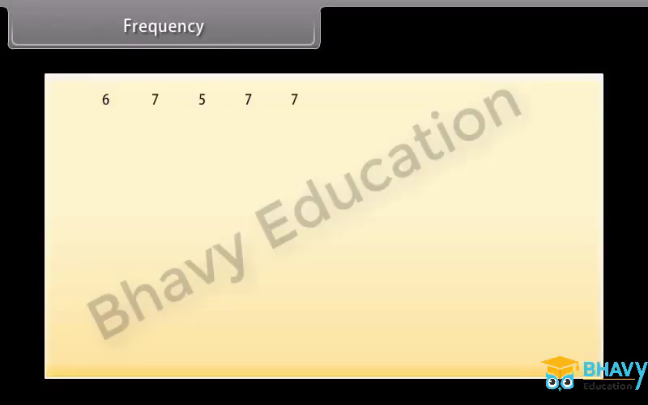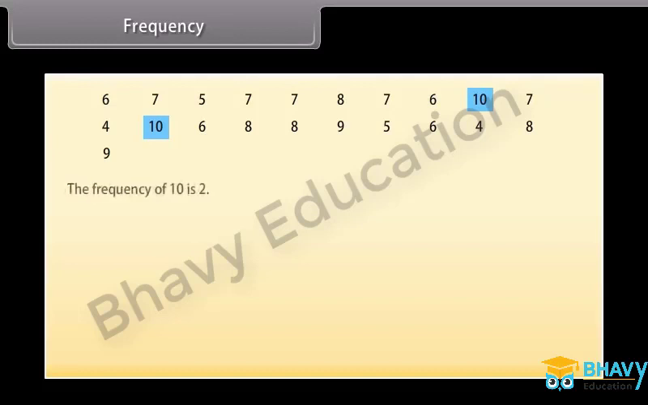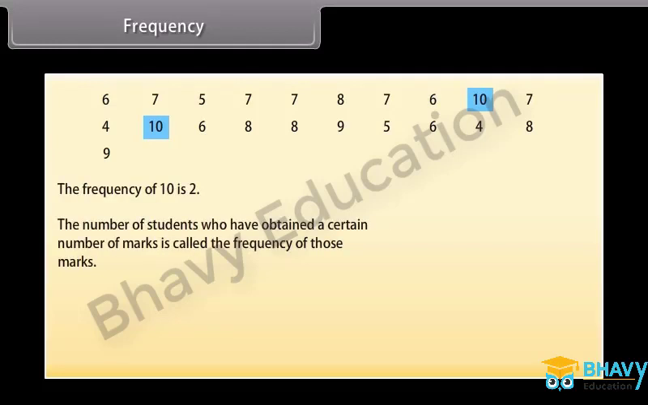Frequency. Look at these numbers now. These are the marks obtained by 20 students in subject science. The highest number scored here is 10. We can see that 2 students have scored 10 marks. So the frequency of 10 is 2. The number of students who have obtained a certain number of marks is called the frequency of those marks.